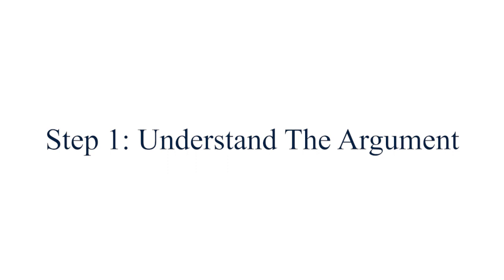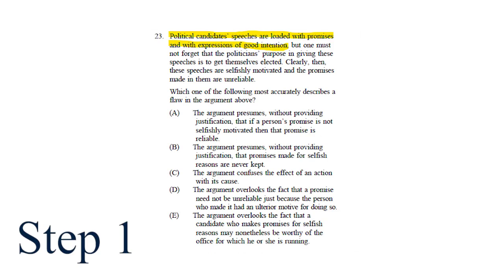Step 1. Understand the argument. Premise 1. Politicians' speeches are loaded with promises and expressions of good intention. Premise 2. Politicians' purpose in giving these speeches is to get elected. Premise 3. Politicians' speeches are selfishly motivated. Conclusion. Therefore, the promises made in them are unreliable.